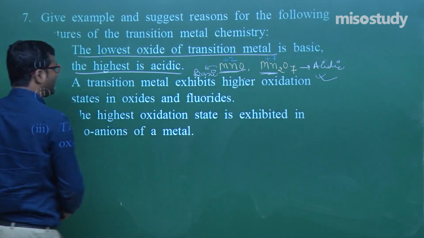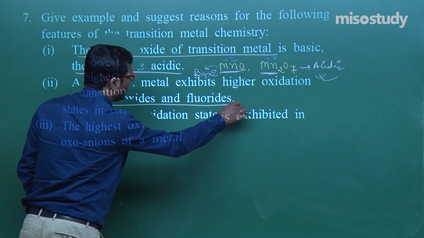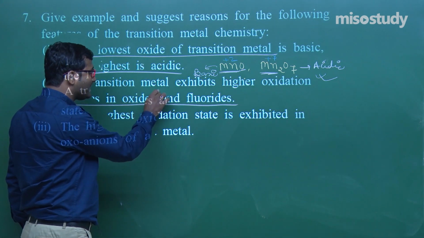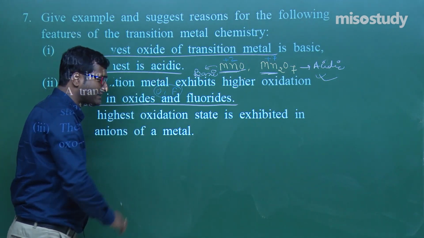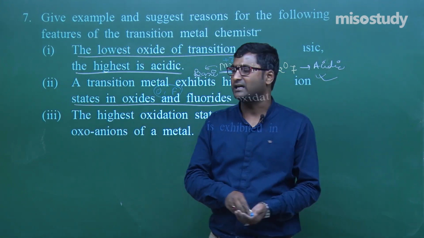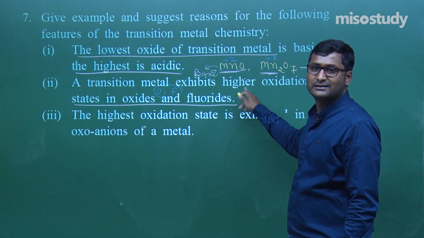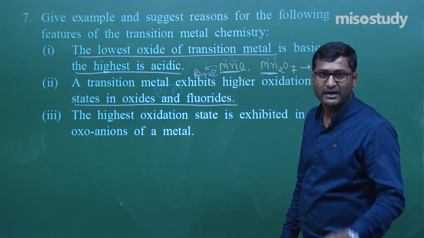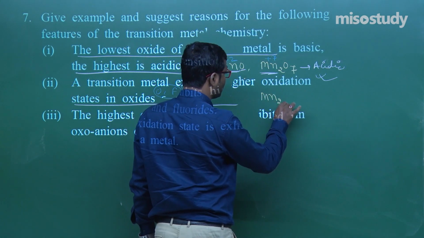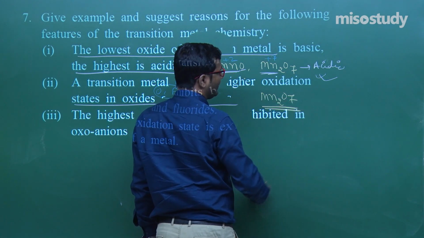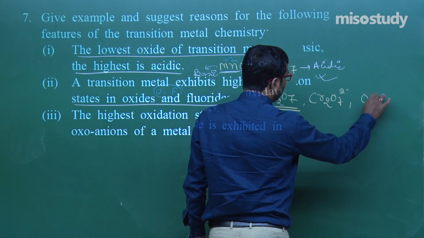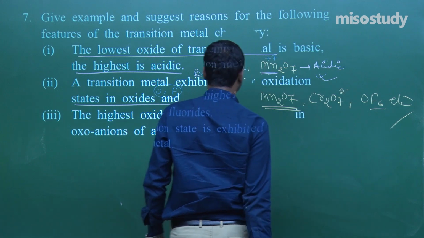The next one is, a transition metal shows higher oxidation state in oxide and fluoride. Why? As we know, oxygen and fluorine are small in size and have high electronegativity. Due to the small size and high electronegativity, they easily oxidize the transition metal to its higher oxidation state. Clear? But hydrogen does not do this, because hydrogen does not have the higher electronegativity. For example, Mn2O7, Cr2O7 2 minus, OF6, etc. Clear to you? This is the case.